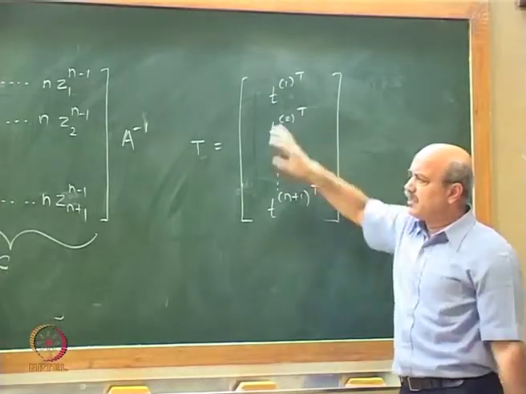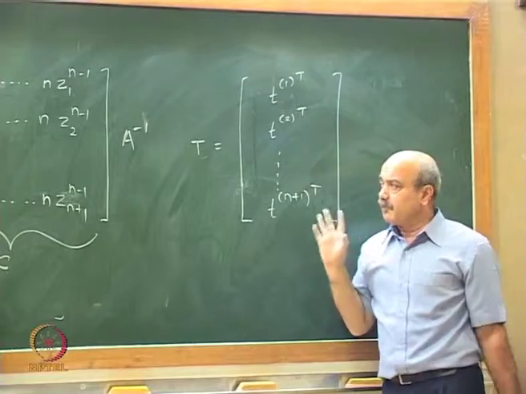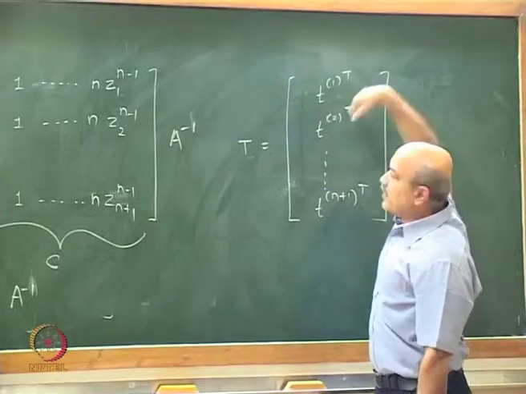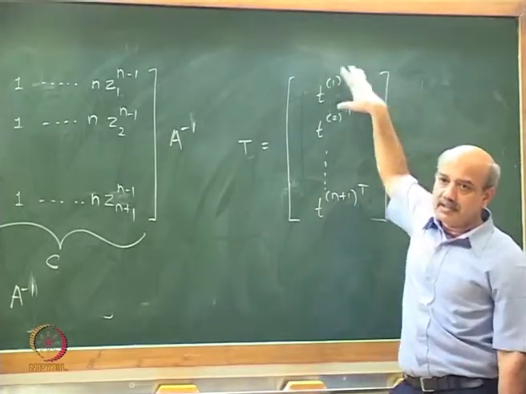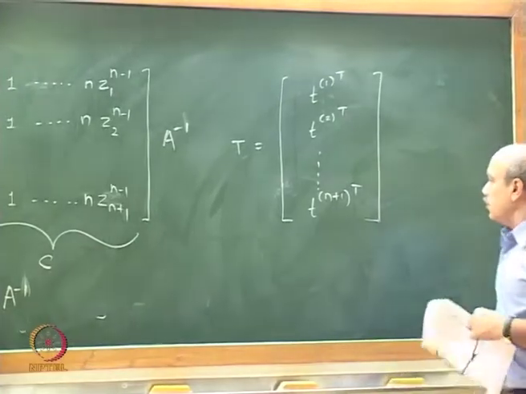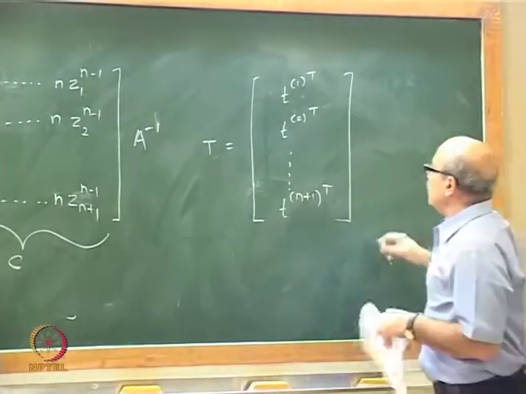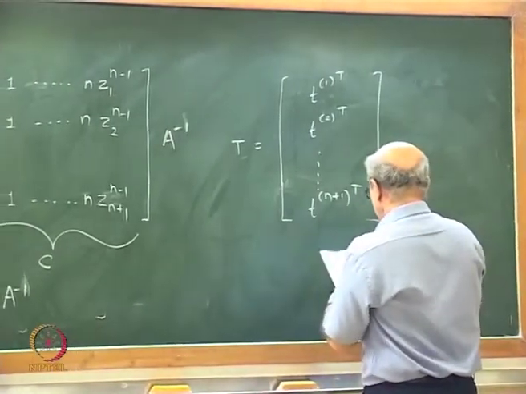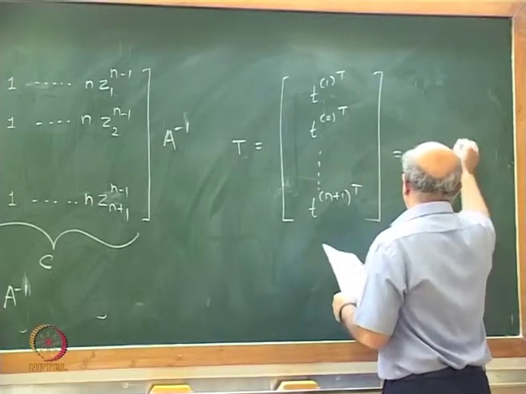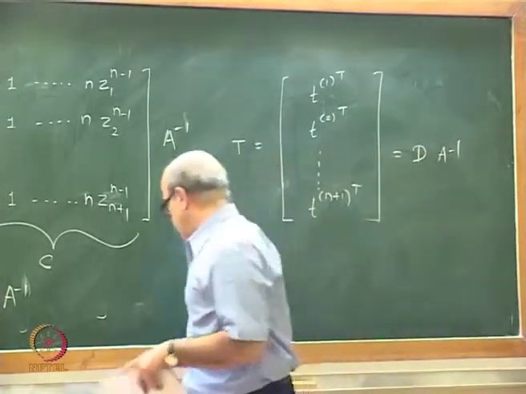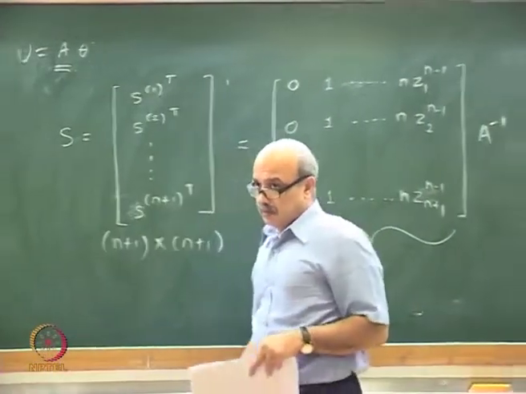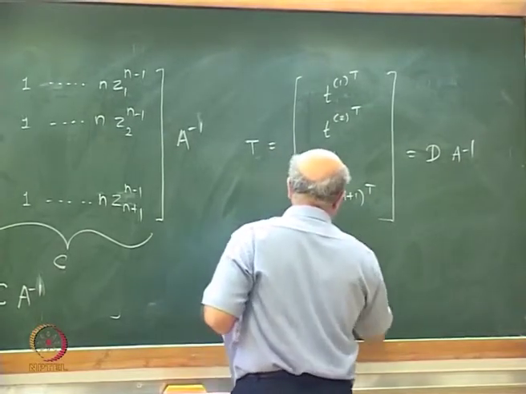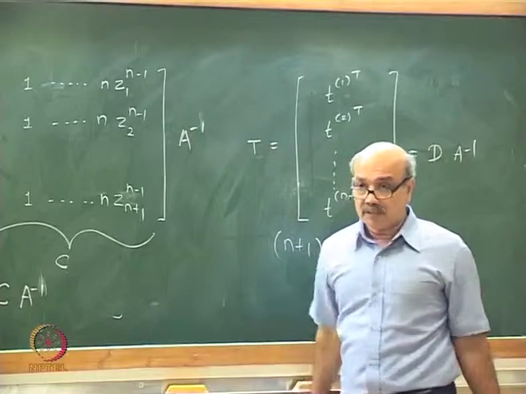Why this funny notation? Because in our course, whenever we are defining a vector, it's a column vector. When I want to make it a row vector, I take a column vector and put a transpose on it. That's why we have this notation. You can show that this T matrix can be very easily computed using D times A inverse. And what is this D matrix? This is also an n plus 1 cross n plus 1 matrix.